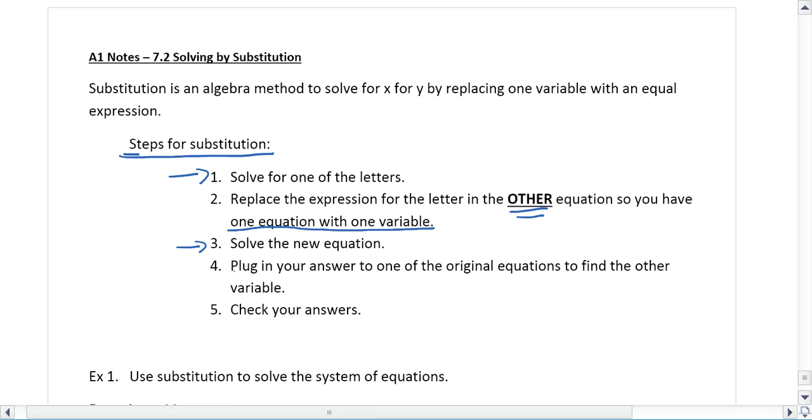And then we take that answer and we plug it back into one of the originals and we find the other letter. And then of course we need to check our answers. So like I said, don't worry if this doesn't make sense to you right off the bat. Let's do an example, we'll talk about it, and then refer back to these steps and see if they make more sense to you then.